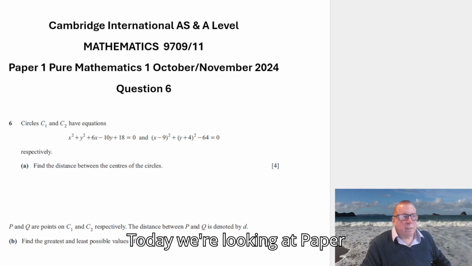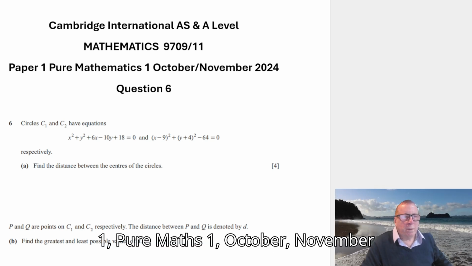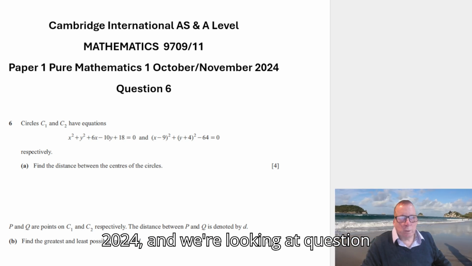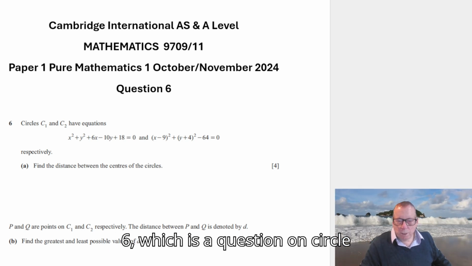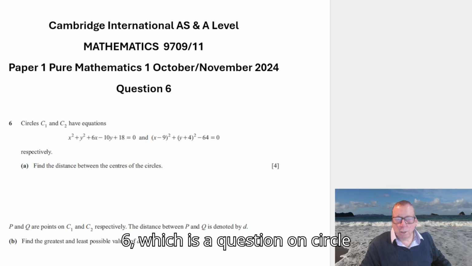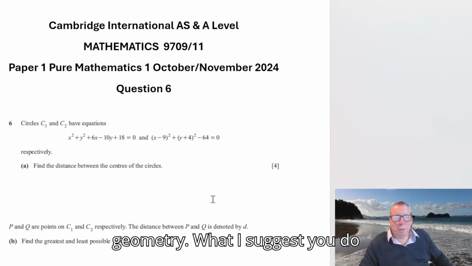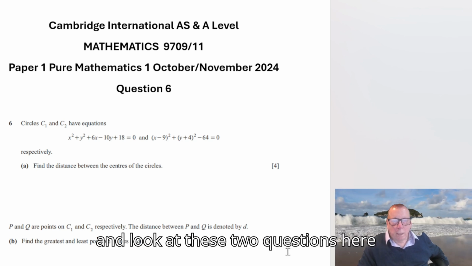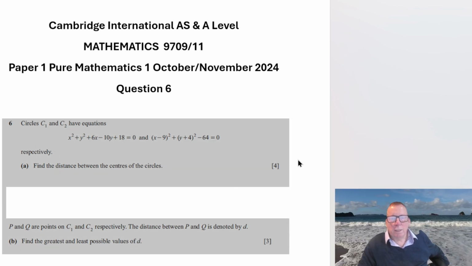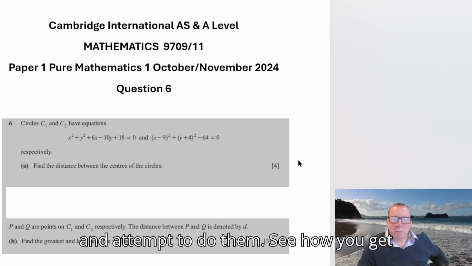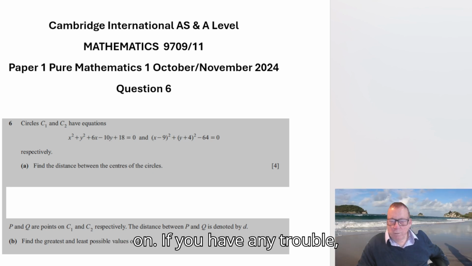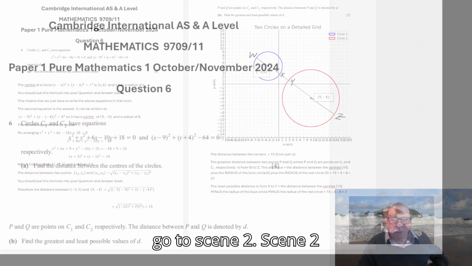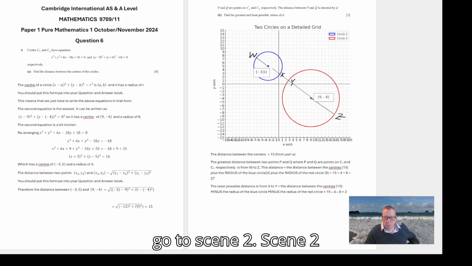Today we're looking at Paper 1, Pure Maths 1, October-November 2024, question 6, which is a question on circle geometry. What I suggest you do is pause the video at this point and look at these two questions here and attempt to do them. See how you get on. If you have any trouble, go to scene 2. Scene 2 is here.